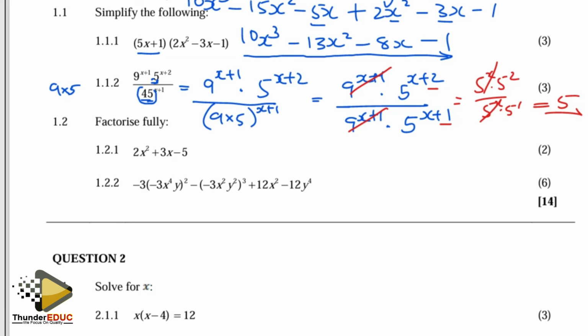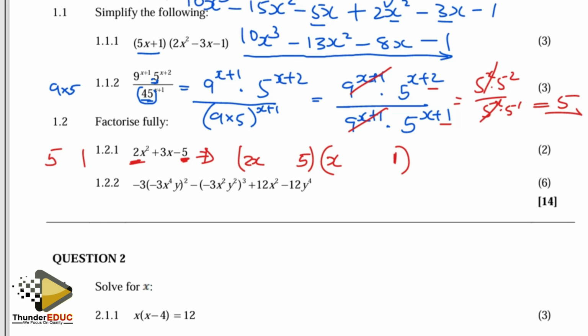Then 1.2, they want us to factorize. I've already seen this question; we've already used this as an example. Okay, no problem. So 2 brackets, how do we get 2x squared? I can multiply 2x by x, I have my 2x squared. How do I get 5? I can get 5 times 1. So I can put a 5 here and a 1 here. If you don't know where to put it, you can still try the 1 there and the 5 there. If you open it up and it doesn't make sense, you switch.